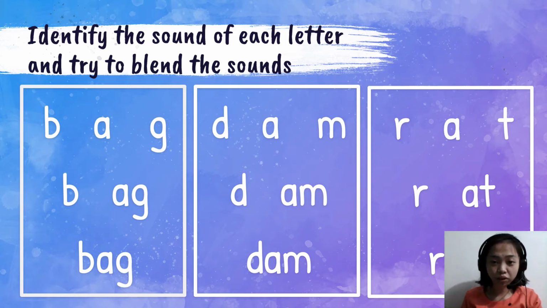Next, the second box is, repeat after me, or if you can identify, just say the sound of each letter. D, A, M. D and am equals dam. That's great. And the last box, R, A, T. R and at equals, what's the word? It's rat. Okay, very good.